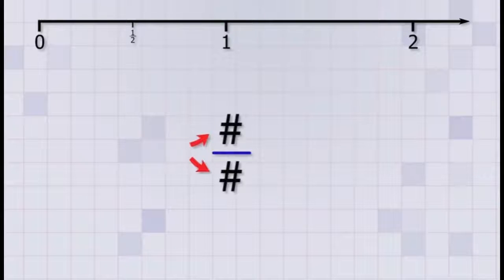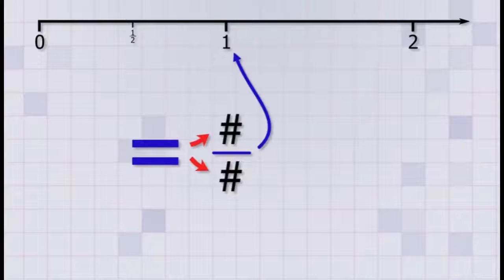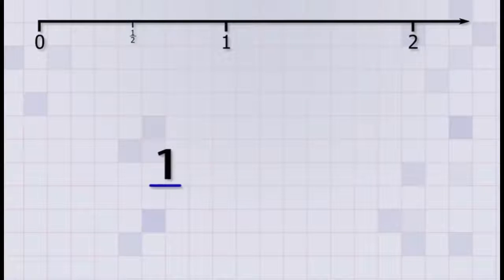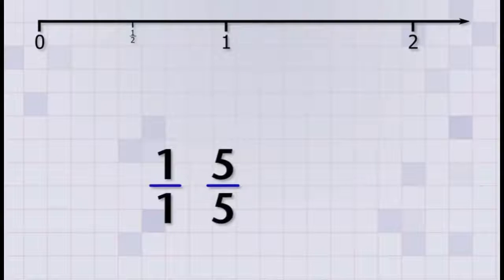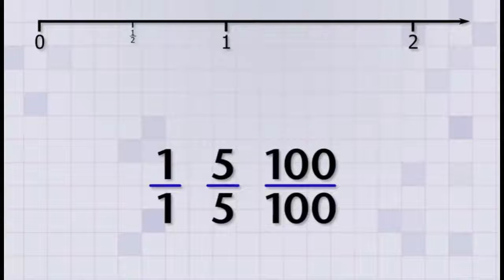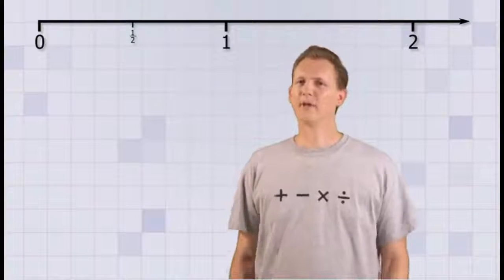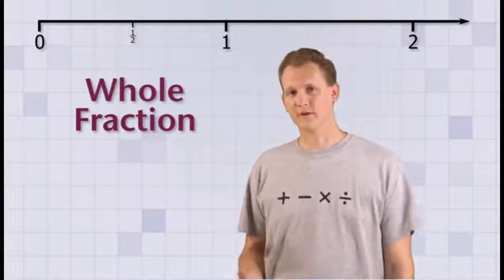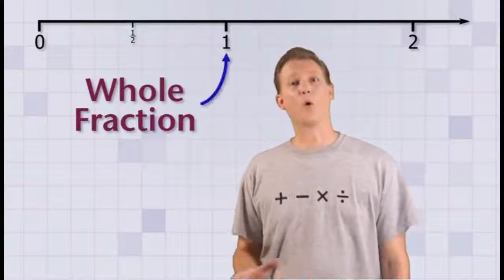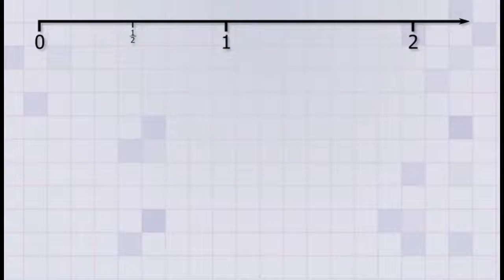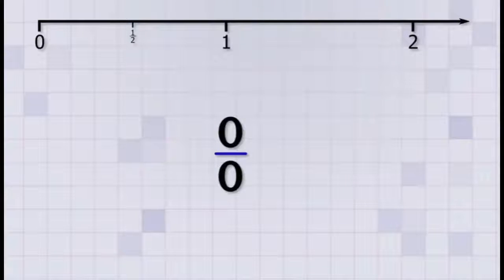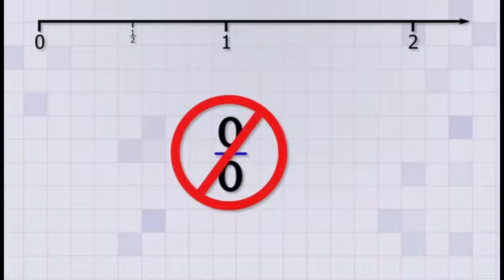If the top number and bottom number are the same, then the value of the fraction is always just 1. So whether you have 1 over 1 or 5 over 5 or 100 over 100, the value is always just 1. I'm going to call this kind of fraction a whole fraction because its value represents one whole. Oh, and in case you're wondering, this rule doesn't apply to 0 over 0 because like I told you, having a 0 on the bottom of a fraction is a big no-no.